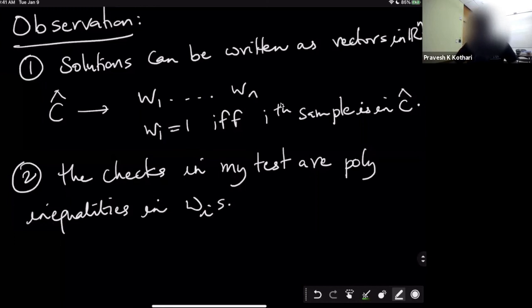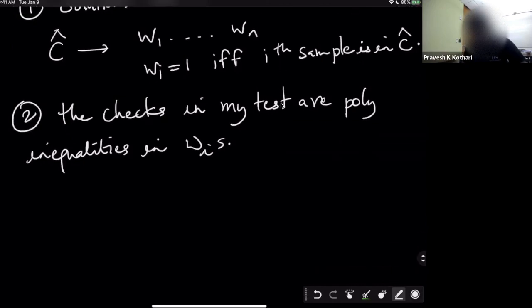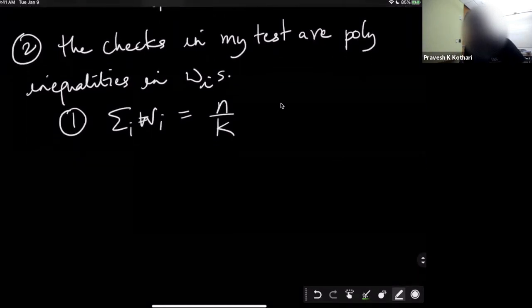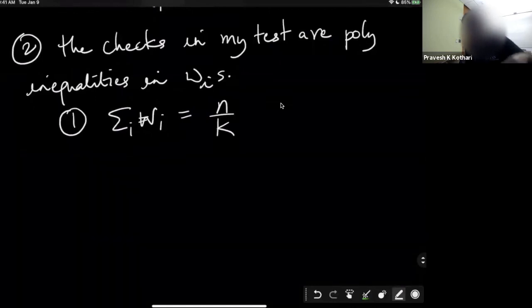Right, okay, so I'm going to observe that the checks I'm making are in fact polynomial inequalities in the wi. Why is this true? What are the checks I made? The checks I made were simply that the number of points I chose is n over k. So that just means that the sum of the wi should be n over k. Then the other thing I checked was that the empirical 2t-th moment of the deviation around the empirical mean of the points indicated by w is appropriately bounded.